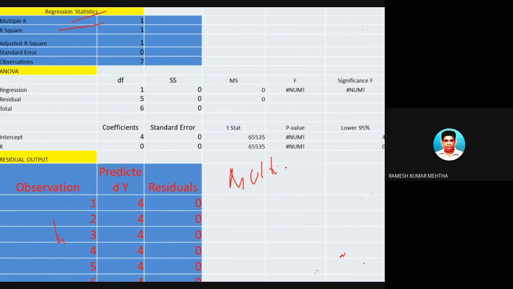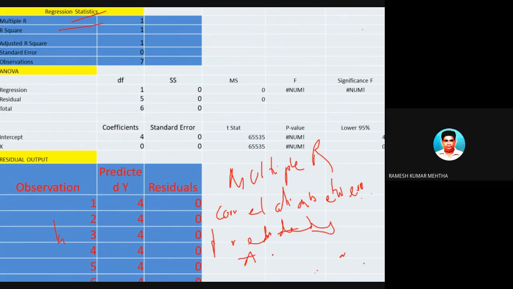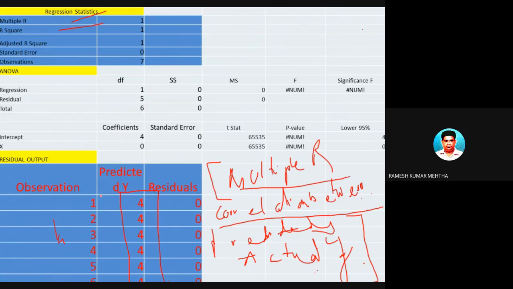Multiple R is the correlation between the predicted y and the actual y. So you can remember it, learn it by heart, whatever you want to do. This is the most important part. What is multiple R? It means the correlation between the predicted value of y and the actual value of y, which were 4, 4, 4.